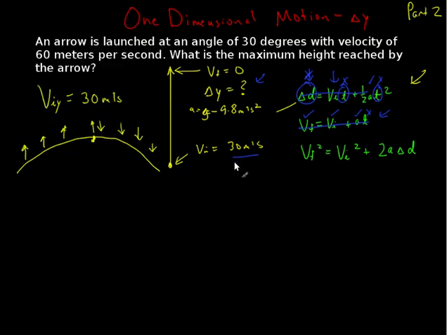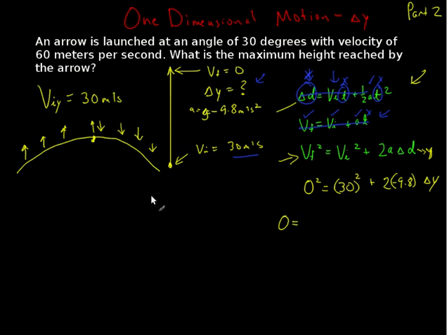So we take all the numbers that we have, our final velocity, which is 0, and we just plug them into this one. So we have 0 squared equals initial velocity, which is 30 squared, plus 2 times a, which is negative 9.8, times our change. And remember, we can change this to y because it's more specific. It's talking about our up and down component, or vertical component. So 0 squared is still 0. I'll move everything over a little bit.